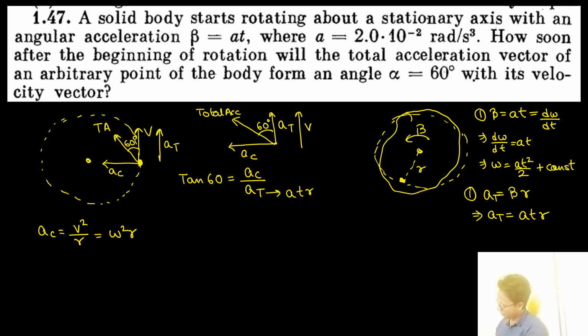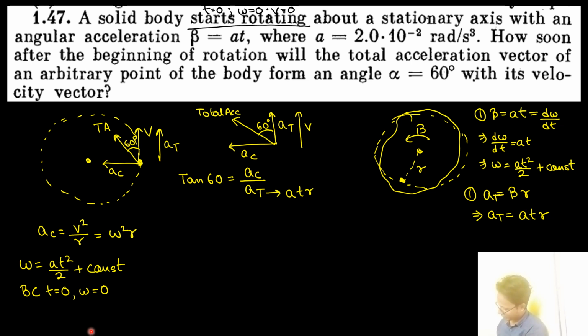So I'm writing this out here. Omega is equal to a t square by 2 plus some constant. Putting the boundary condition at t equal to 0, omega is equal to 0. How do I know this? See, read the question. A solid body starts rotating. Starts rotating means at initial time t equal to 0, angular velocity is equal to 0, or linear tangential velocity is also equal to 0.